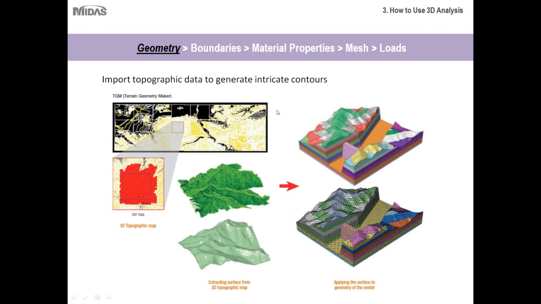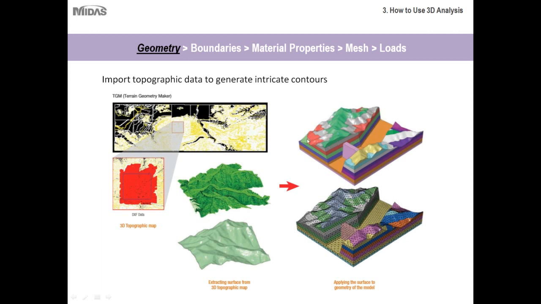Okay, and another great advantage of 3D modeling is that you can import topographic data to generate really intricate, detailed contours. For those of you who have, for example, a TGM, the Terrain Geometry Maker, I'm sure you're familiar already, but for those of you who don't have this, it's a really great program that allows you to import all the coordinates for your contour graphs, for your project site. You can take those coordinates, import them into a numerical modeling program such as GTS or Plaxis, and you'll be able to get very detailed contours for your 3D model.